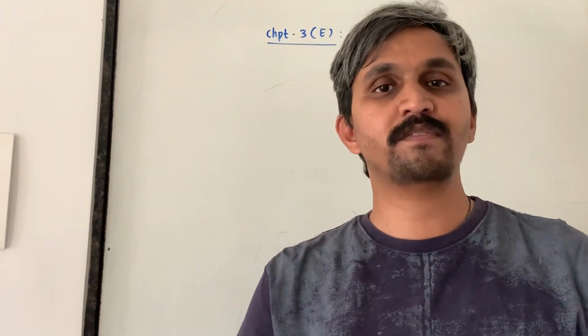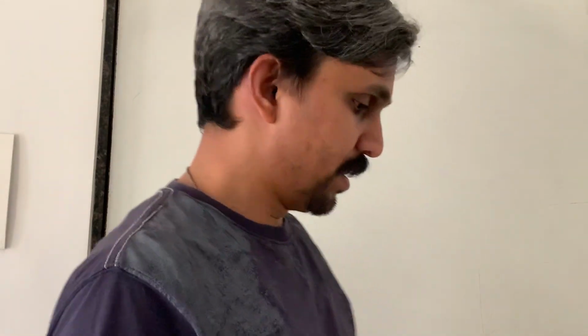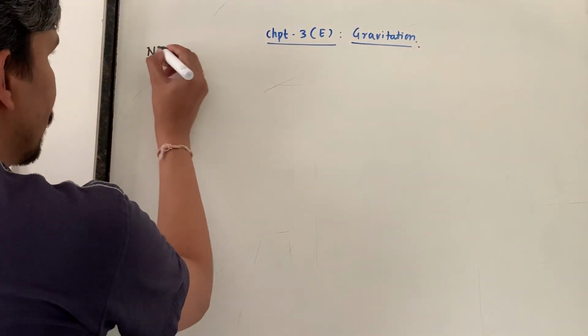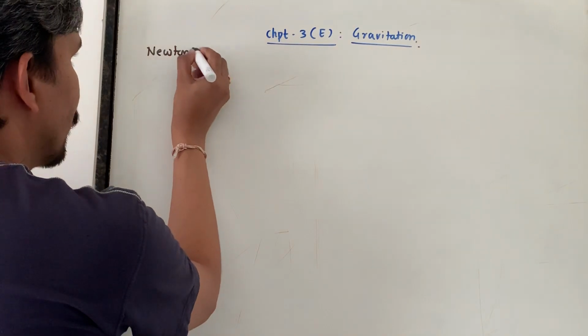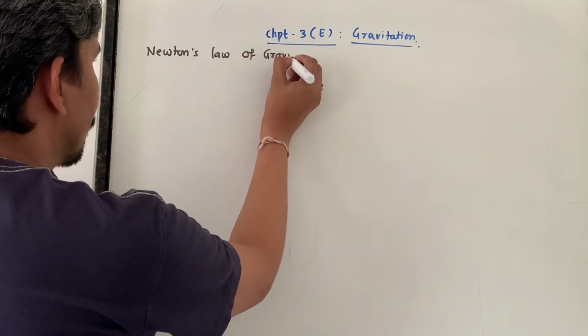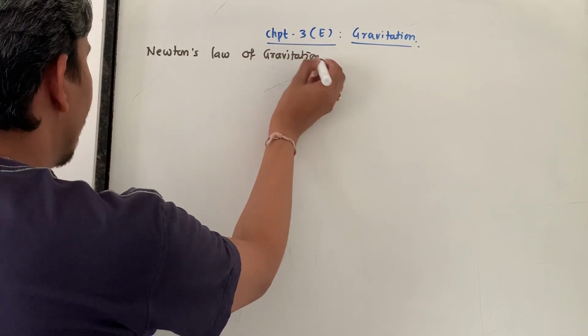Today we are starting with the third chapter, standard 9, and in that third chapter it is part E, that is gravitation. Now here you have Newton's law of gravitation. What does Newton's law of gravitation say?